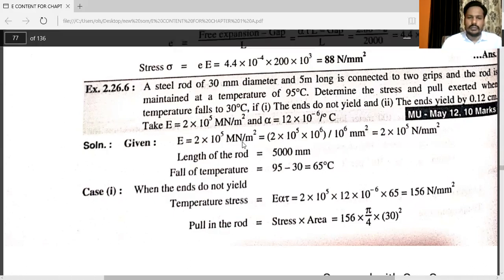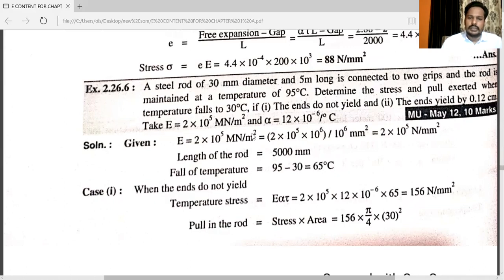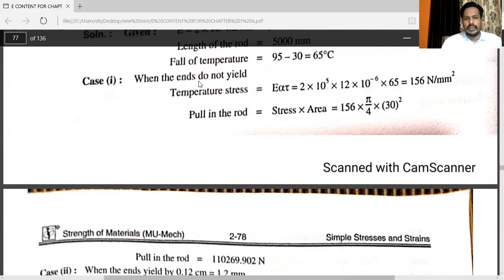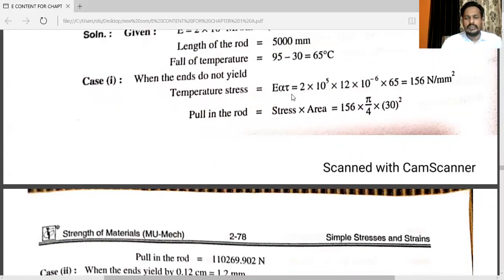Conversion is very important. The value is given in meter square. You have to convert into mm square, so divide by 10 raised to 6. First condition, when the ends do not yield. So to calculate temperature stress, that is sigma, is equal to E into alpha into T. We have the value of E, alpha, and T. You will get a temperature stress, that is 156 Newton per mm square.